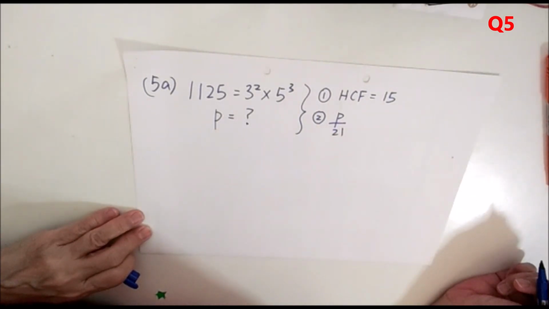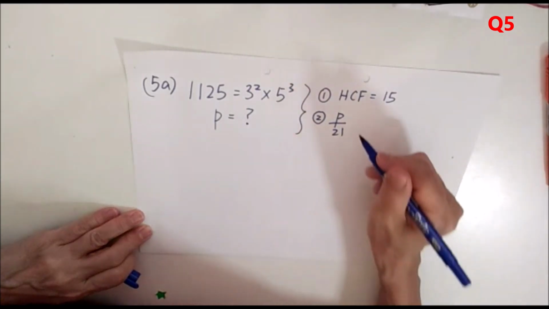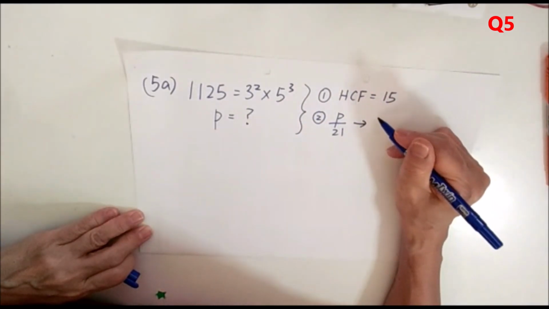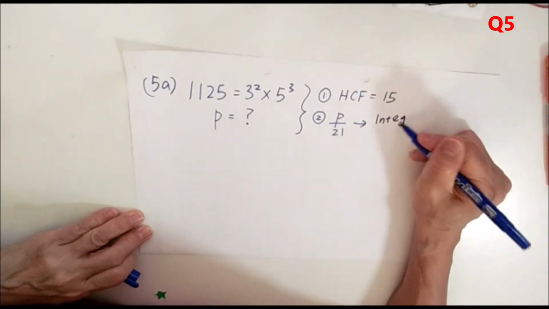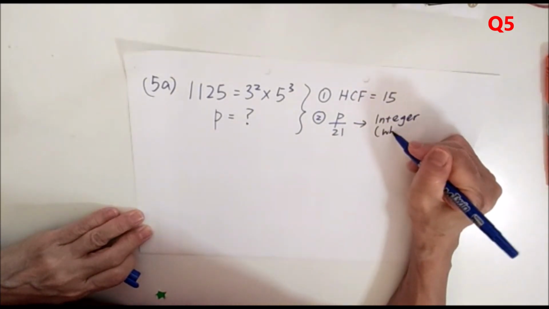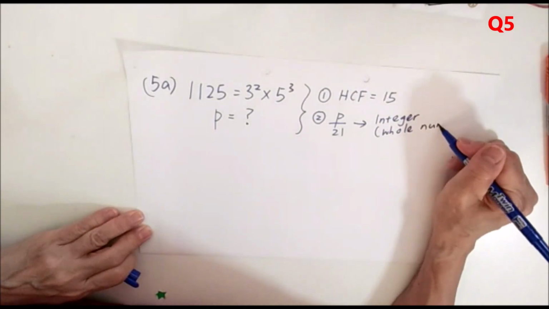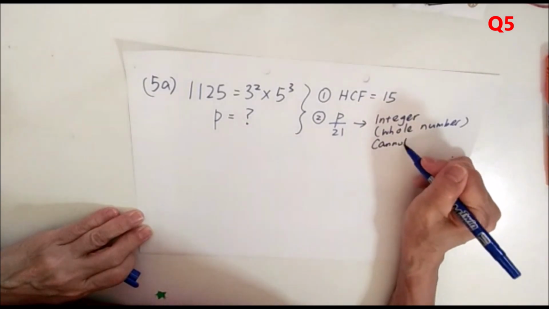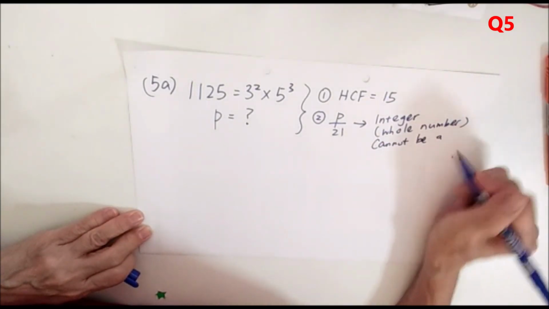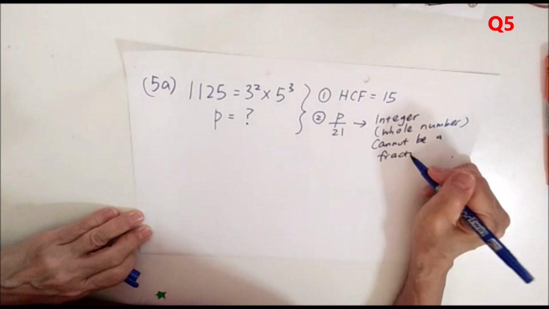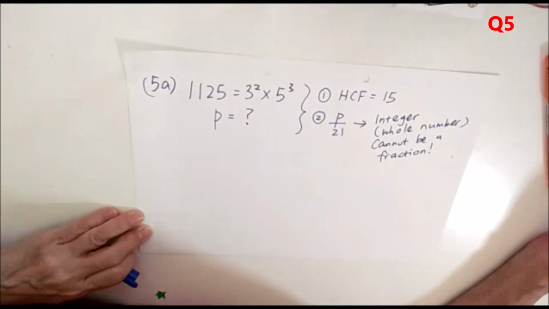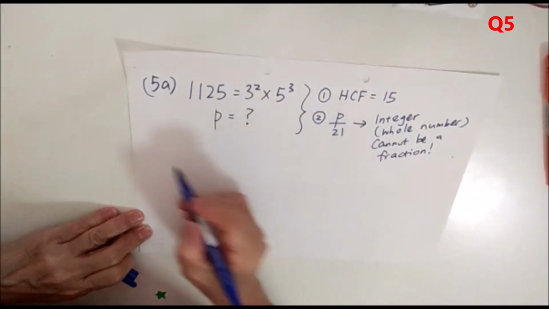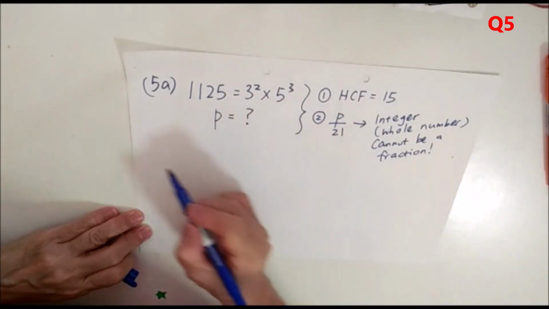What is the meaning of divisible by 21? That means when you do this operation, the outcome must be an integer or a whole number. It cannot be a fraction. That is the meaning of divisibility. You cannot have a fraction.